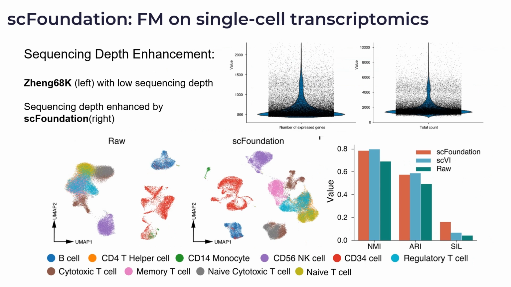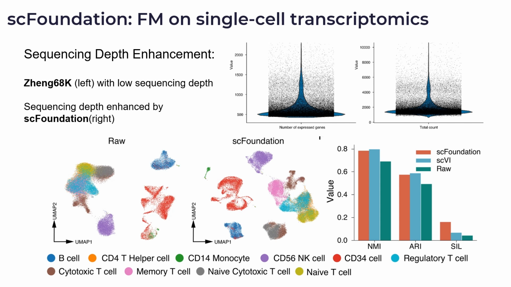Then, we selected data with sequencing depths of around 500 and applied depth enhancement. As shown in the violin chart on the right, the enhanced depth is mainly concentrated around 2000, indicating that single-cell foundation is effective in recovering deeper sequencing data. This depth enhancement helps improve the overall gene expression data, enabling the model to capture more detailed and accurate information.